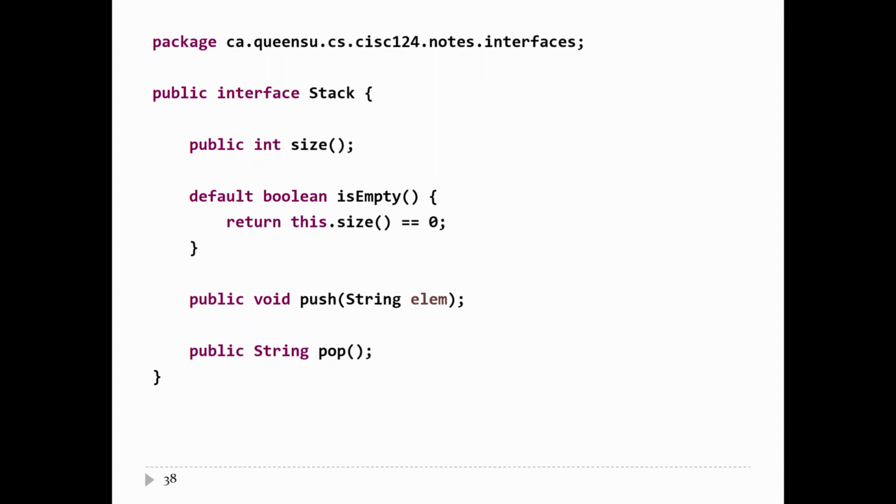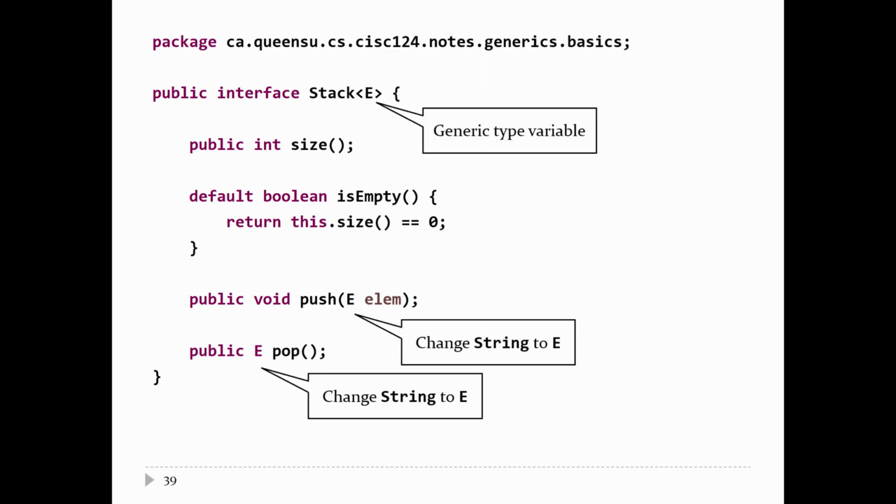It's trivial to turn this into a generic interface. Add your generic type variable inside the angled brackets up here. Change push so that its parameter is type E, change pop so that its return value is type E. There's your generic stack interface. So it's usually trivial to convert a non-generic interface into a generic one.